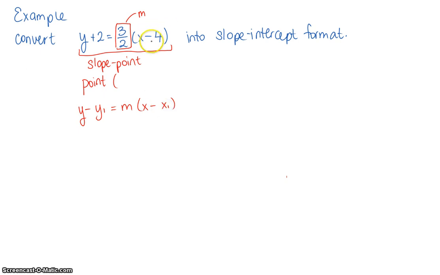Because I have the subtraction there, my point that they've given me is 4, and in this case it's going to be y minus negative 2. So just looking at this equation format, I now know that I have a point at 4 and negative 2, and that my slope is a rise of 3 over 2. So it's going to be something like that.